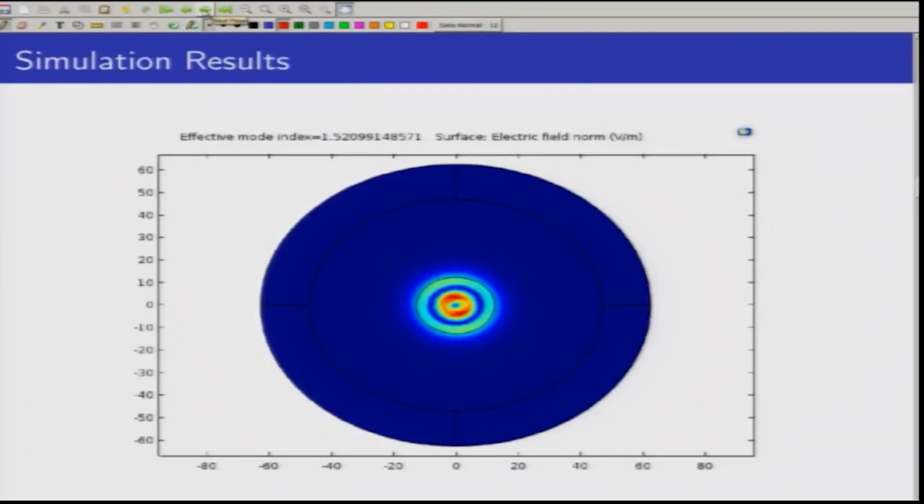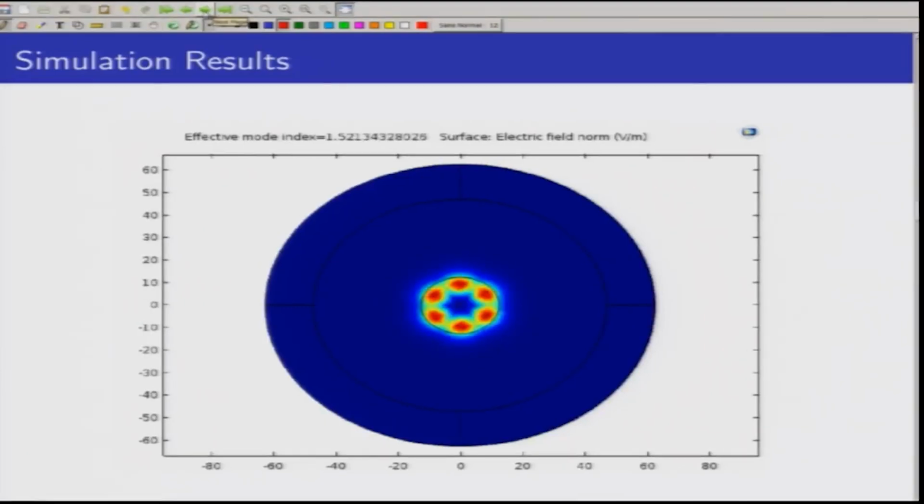As you can see, we are plotting the norm of the electric field here, and this is how one of the modes looks like. This is probably the LP03 mode, and we can also see the effective index value on top of it. Is this the only solution that we get? No, because we have discussed that this is a multi-mode fiber and there are many modes that are supported. If we go for the next one, this is the LP31 mode and it has a separate effective index value.